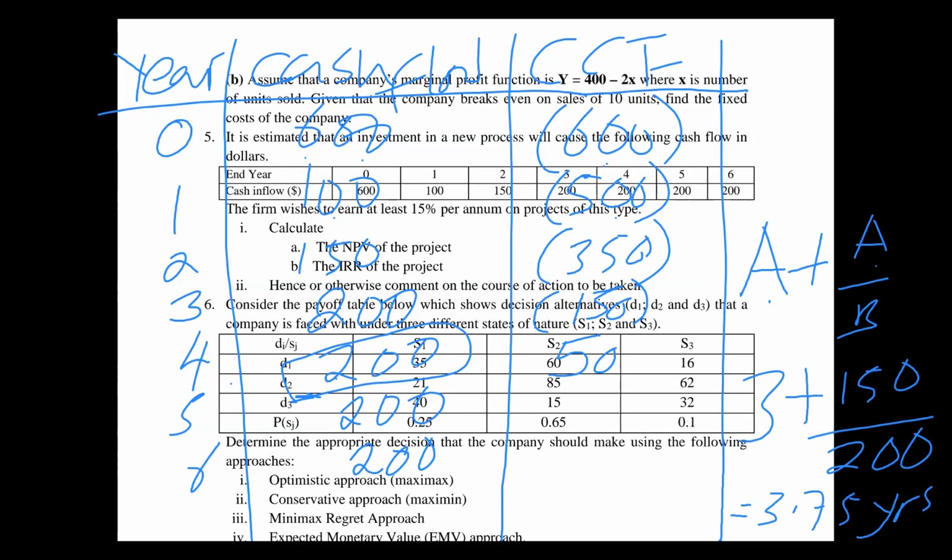So just to get this capital A, I should write it like this. The capital A is the year in which you have the last negative. Then the small a is the absolute value of that negative. Then B is the next cash flow. The next what? Cash flow. Did you get that one?